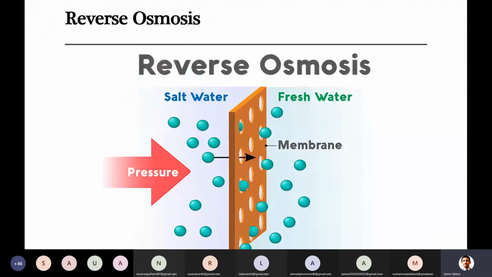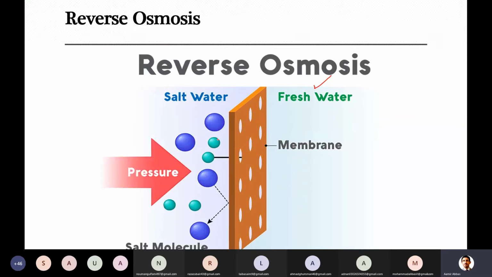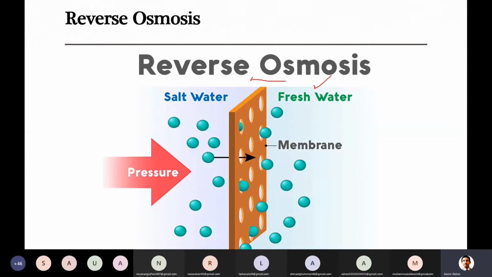So let's look at this small animation, in which you can again see that on one side you have salt water, and on the other side you have fresh water. Fresh water is that water which is free of salt content. If we don't apply pressure and just place this membrane, with fresh water on one side and salty water on the other, naturally the liquid should flow from the fresh side toward the salt side, because it will move from low solute to high solute concentration.